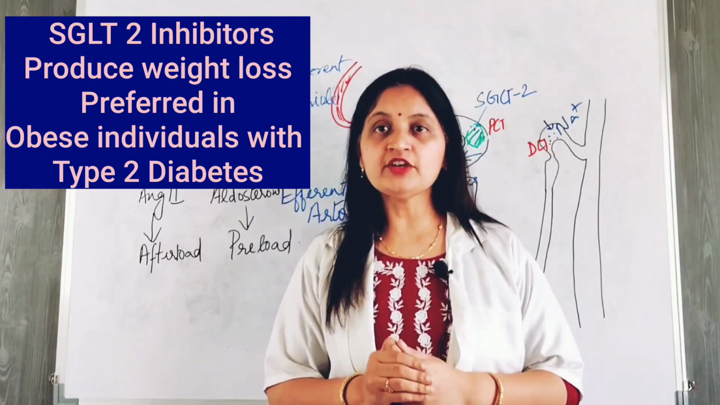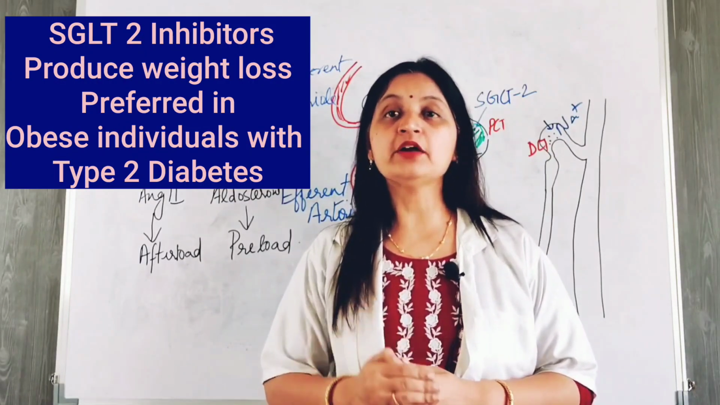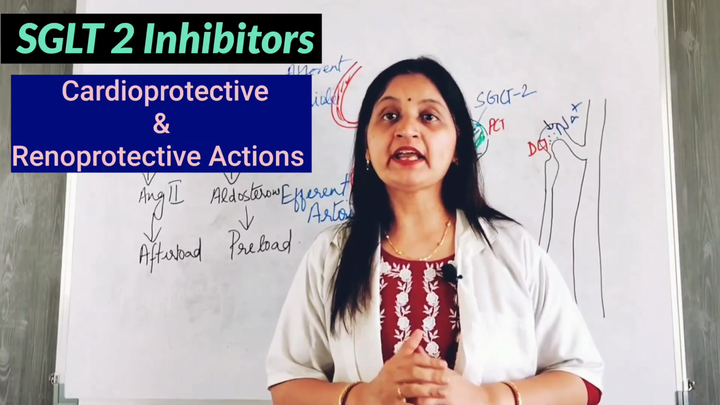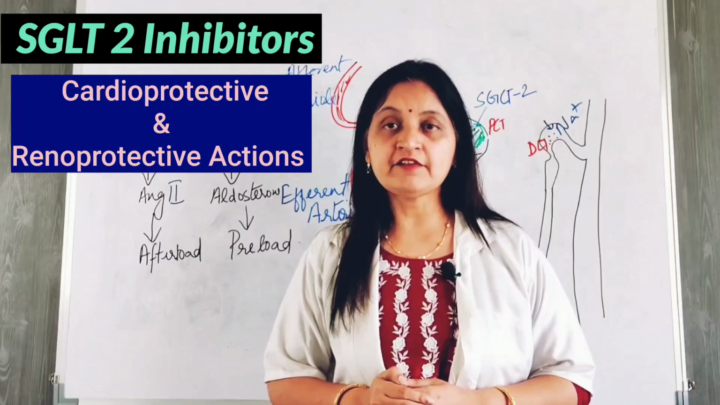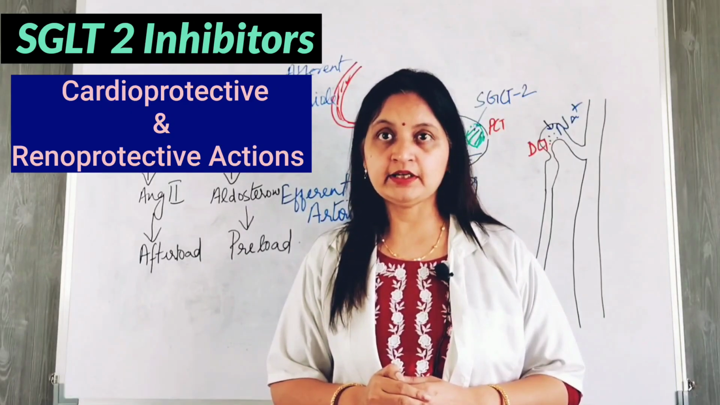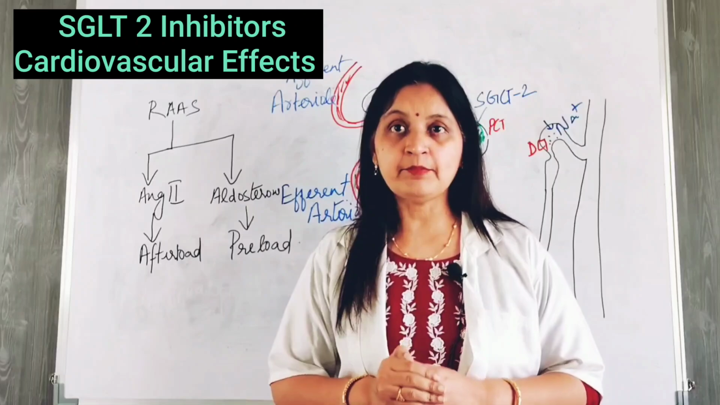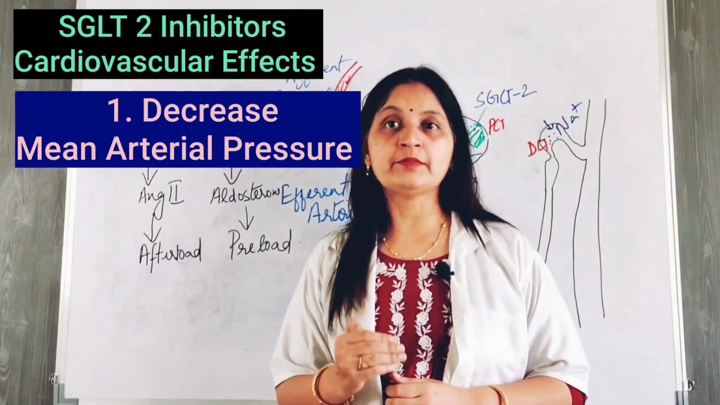The advantage of SGLT-2 inhibitors is that they provide benefits beyond their blood glucose lowering potential. So they have established cardioprotective and renoprotective action. So now let's look at the cardiovascular effects of SGLT-2 inhibitors. Firstly, these drugs are known to reduce the mean arterial blood pressure. So what is the mechanism underlying the lowering of blood pressure?